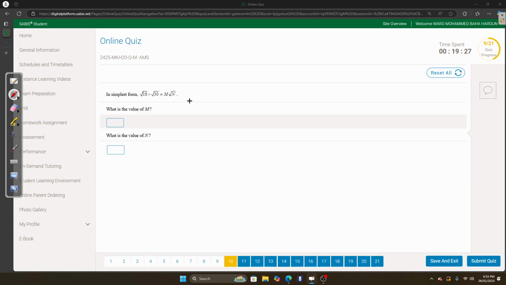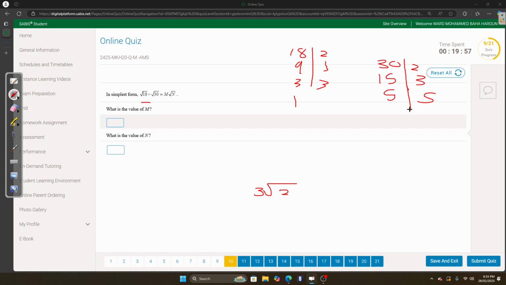Okay, for this one, you can do what we did last time, but the numbers are a bit big. What I would recommend is doing the table. So for this one, it's 2 times 3 squared radical 2. You take it outside, so it's going to be 3 radical 2. You cancel the squared. And for the second one, 30 divided by 2, 15 divided by 3, 5 divided by 5.